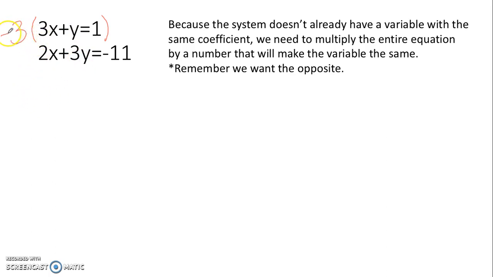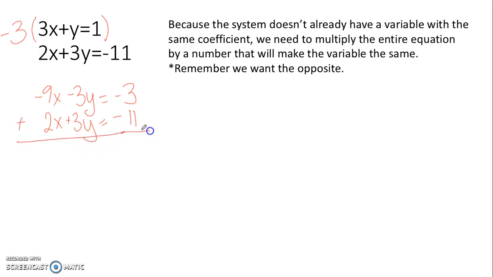All right, so when we multiply negative 3 times positive 3, we get negative 9x. Negative 3 times y is negative 3y, is equal to negative 3 times 1, which is negative 3. And then I'm going to simply rewrite this equation so we can see it nicely underneath each other. All right, now we're going to add these equations. Okay, so we get negative 9 plus 2 is negative 7x. These cancel out because negative 3y plus positive 3y is 0, is equal to negative 3 plus negative 11, which is negative 14.